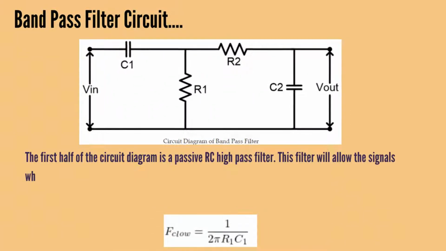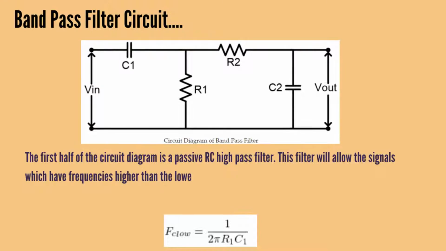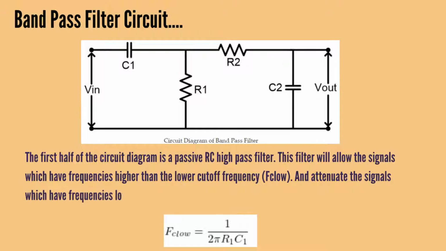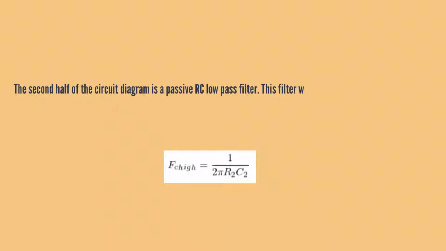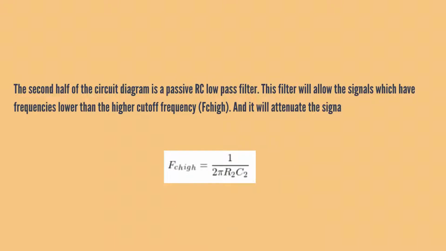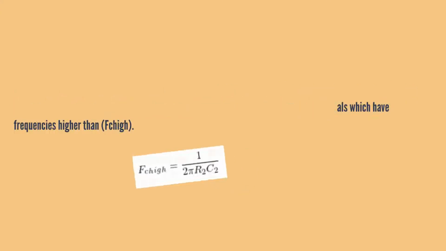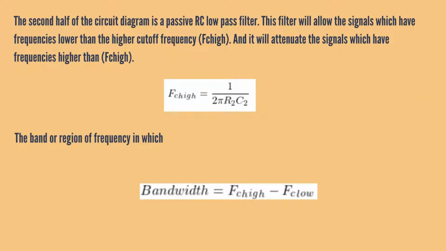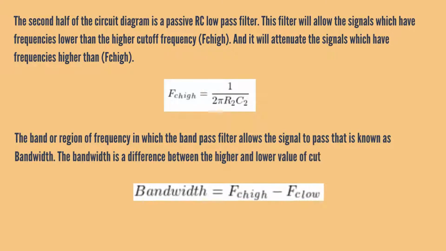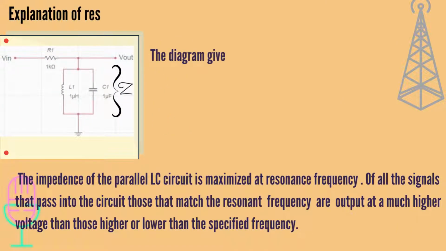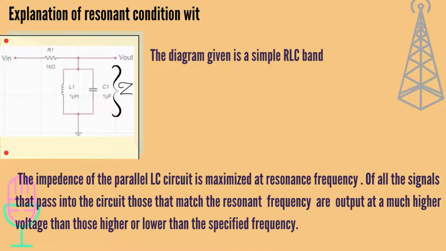The cutoff frequency for the low pass filter is given by the formula Fc low equals 1 upon 2 pi R1C1. Similarly, the cutoff of the high pass filter is given, and the region of frequency in which the band pass filter allows the signal to pass is known as the bandwidth, which is given by the difference of Fc high and Fc low. Now let's get into the details of how we obtain these results by considering another diagram.